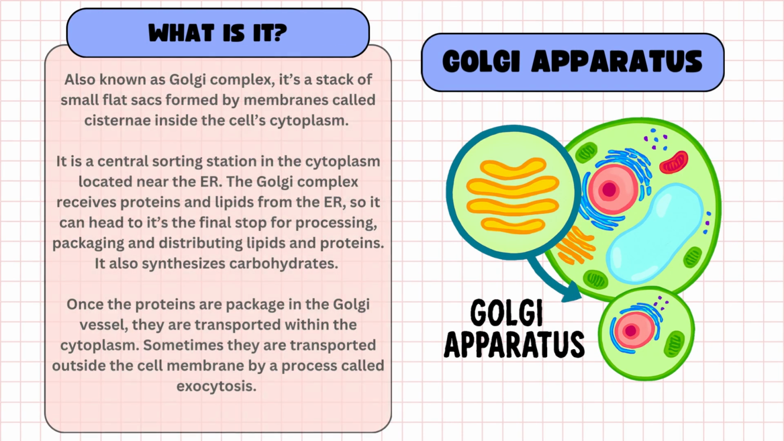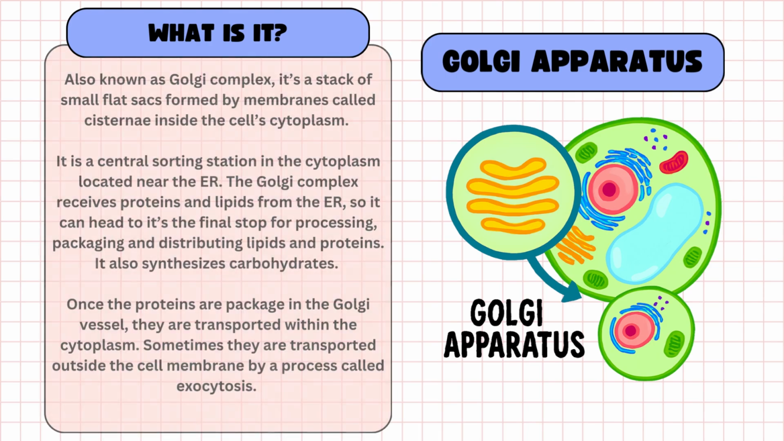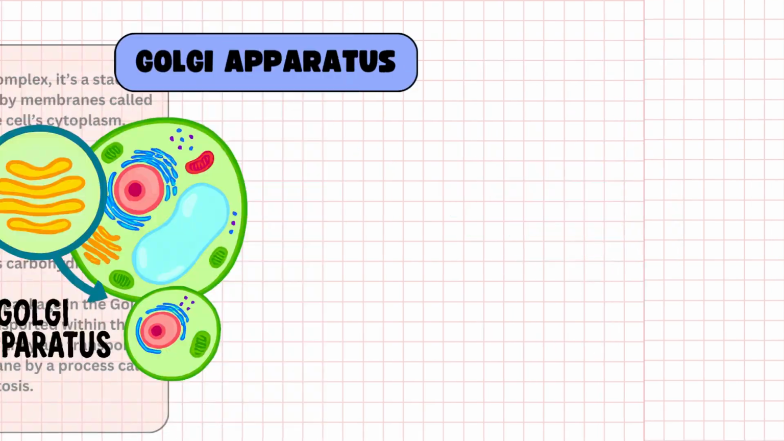Next, we have the Golgi apparatus, also known as the Golgi complex. It's a stack of small, flat sacs formed by membrane called cisternae inside the cytoplasm. It's a central sorting station located near the ER. It processes and packages the proteins and lipids it receives from the ER. Here is the process of how the Golgi complex functions.